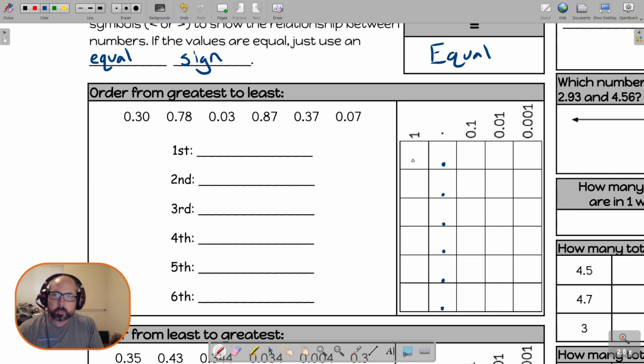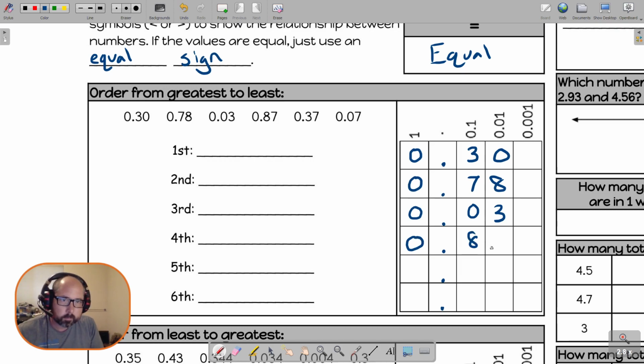All right, so let's write each one. So the first one is we have 30 hundredths. So we have 0 ones. I don't have to think too hard about this because I already have my decimal points down. So go ahead and write those numbers in. 78 hundredths, 3 hundredths, 87 hundredths, 37 hundredths, and 7 hundredths. This will be my final number in this series.